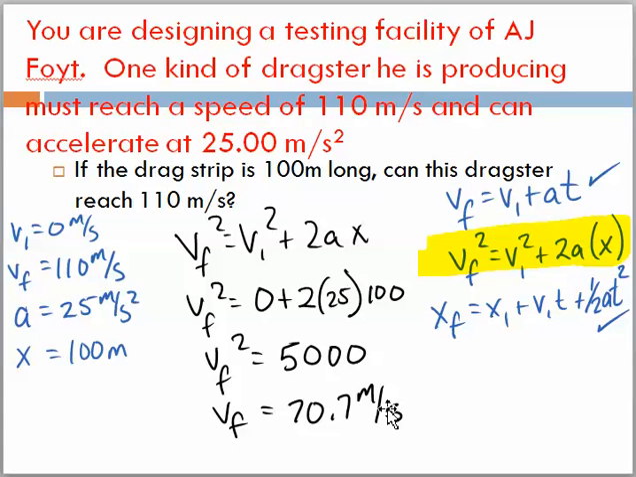So what does this tell us? Well, what that tells me is that given this acceleration, there's no way for us to reach a speed of 110 meters per second. So this testing facility at this point is not going to work.